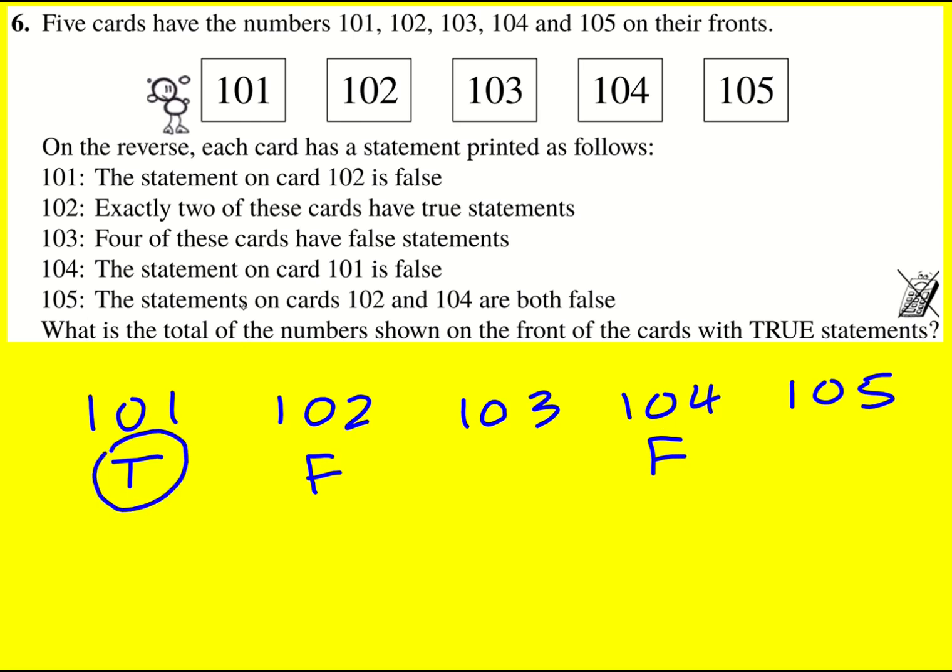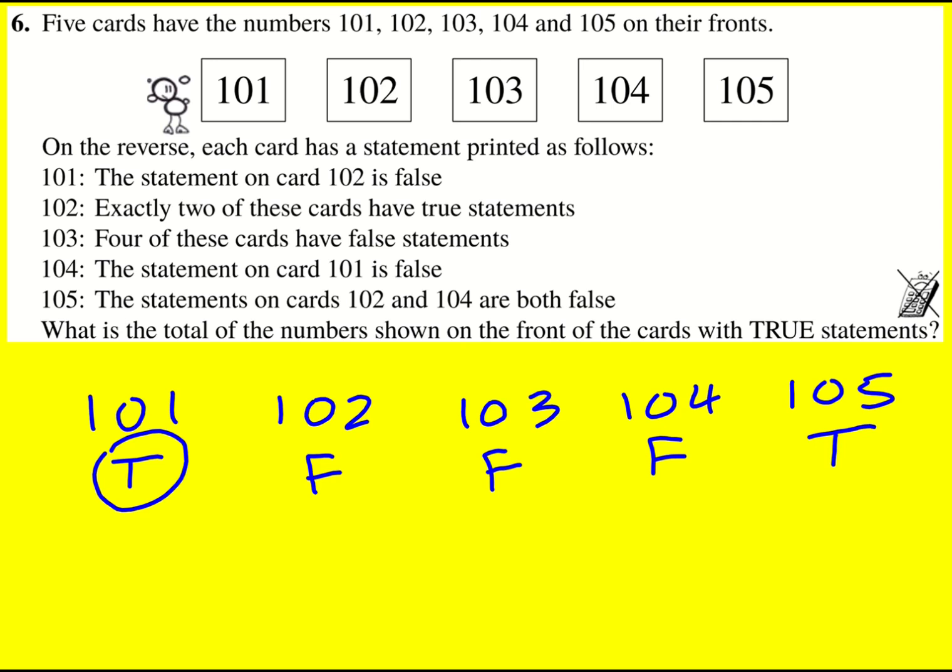Then 105 says the statements on cards 102 and 104 are both false. And they are, so that must also be true. Which just takes us back to 103, which says four of these cards have false statements. And that's going to be false because we can see that there's no way we could get four. So in this case, we've got two true statements.